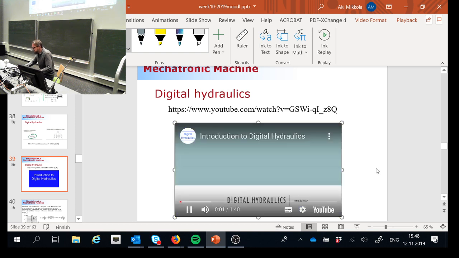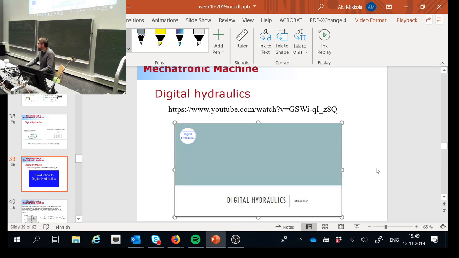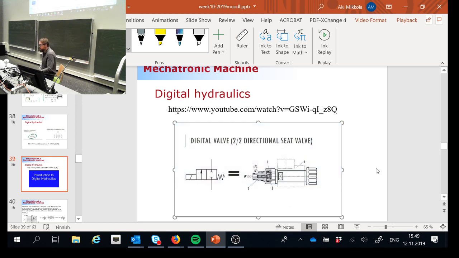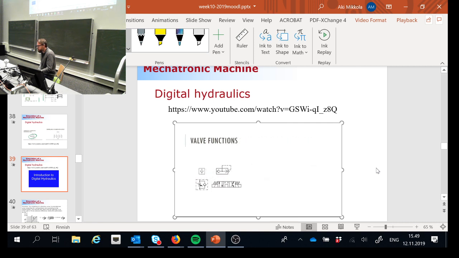In digital hydraulics, the system variables, pressure and flow, are controlled with multiple on-off directional seat valves. Each valve is solenoid operated and has only two possible positions, on and off. This is why the term digital is used. These valves are used to implement all valve functions, such as pressure, flow, and directional control. Contrary to a traditional hydraulic system, which has many different types of valves, a digital hydraulic system has a large number of only on-off valves.